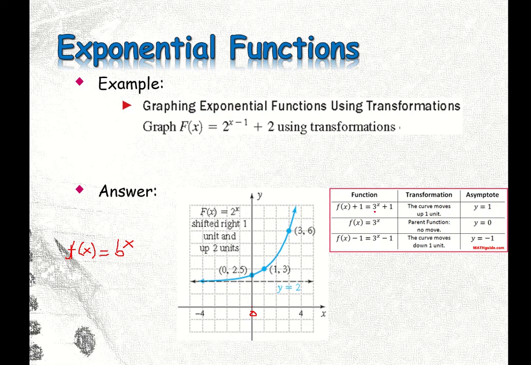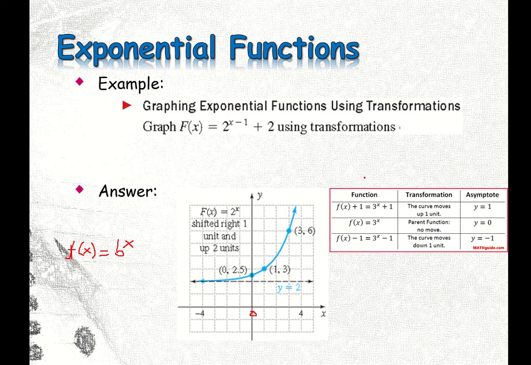Okay, and then we'll use these transformation rules. So if you have plus 1 here, you have asymptote equal to 1, but now it's 2, so your asymptote is equal to 2 in this example. Alright, I hope it's clear to everyone how to graph exponential functions using transformations.